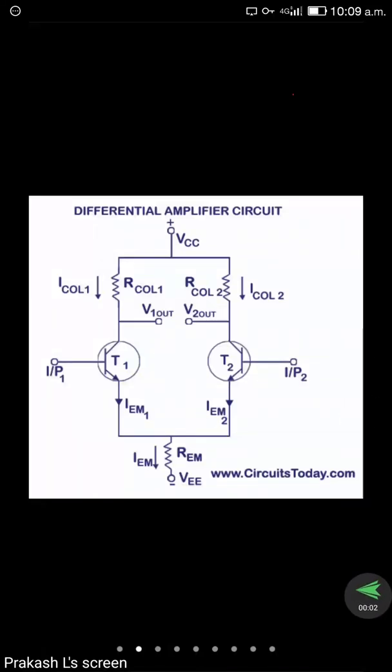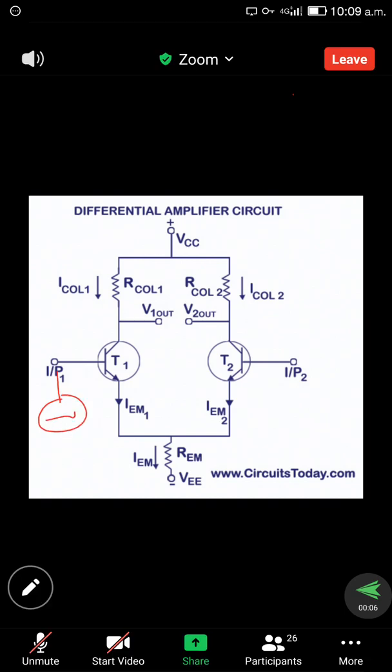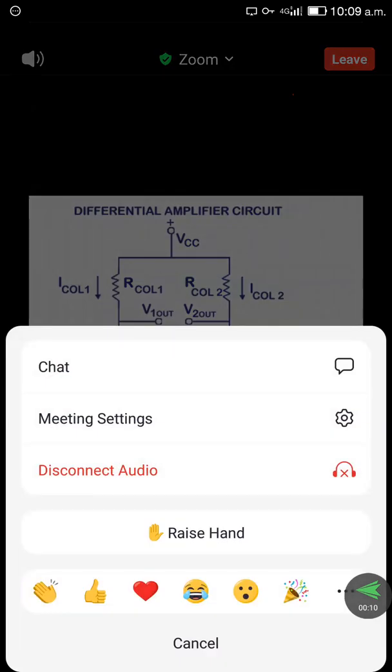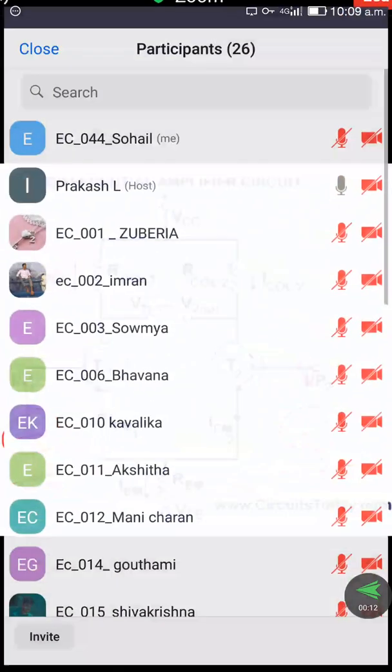Inputs we are giving here. So input 1 and input 2. Input 1 and input 2.